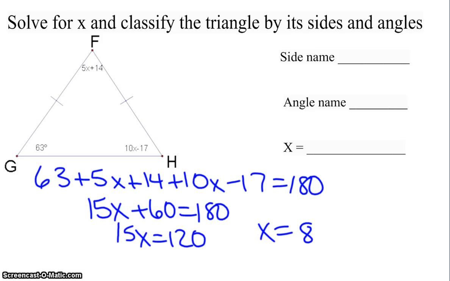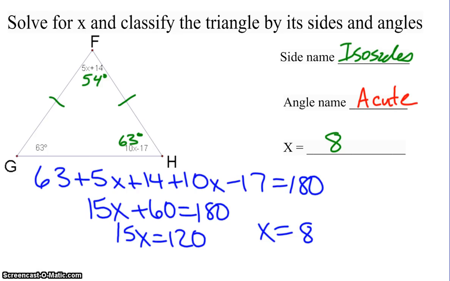We can then plug that x value back in and find out that the angle measure here is 63, and the angle measure here is 54 degrees. So we first found our x value, and then we can go through and find the different names. First off, the side name, because we have two sides that are marked congruent, we can call this triangle an isosceles triangle. And then looking at the angle measures, all of the angles in here are acute, which means that it is an acute triangle.